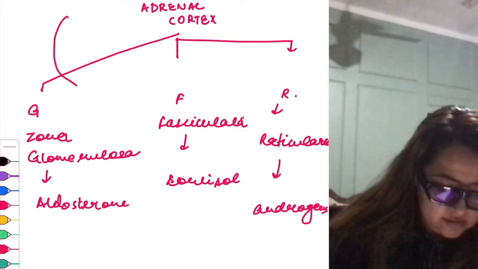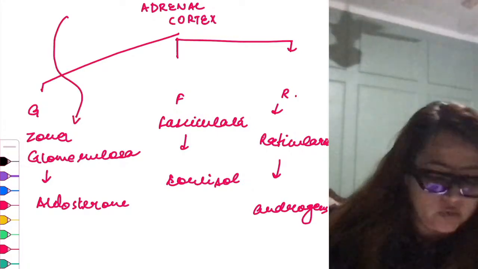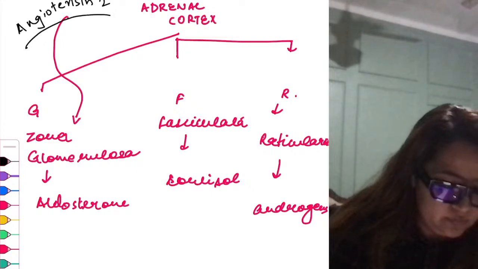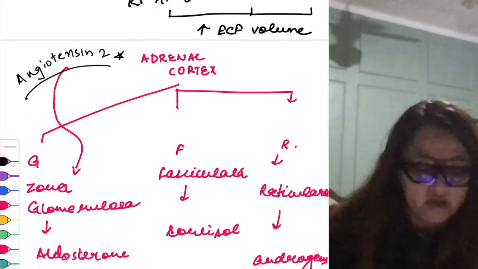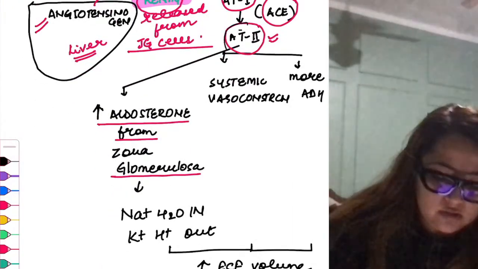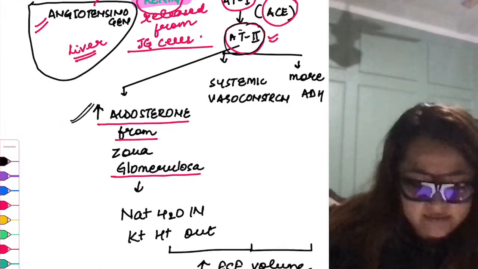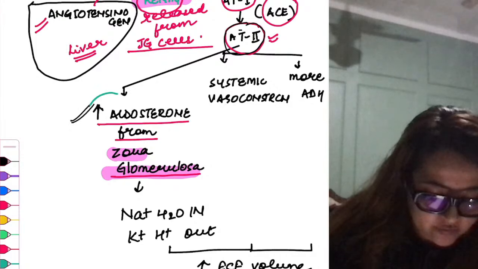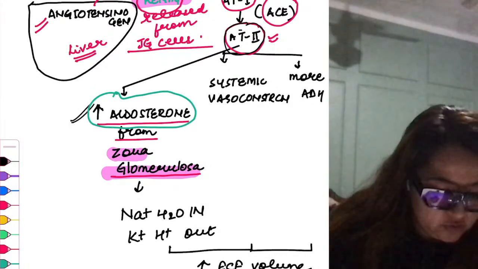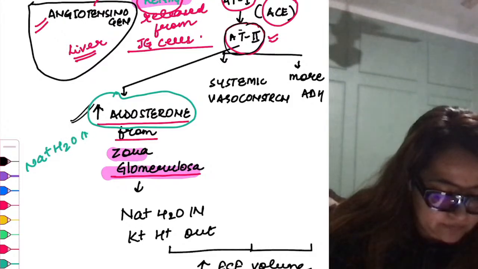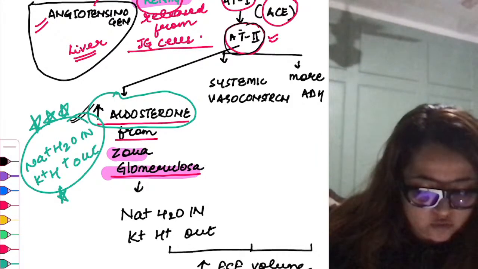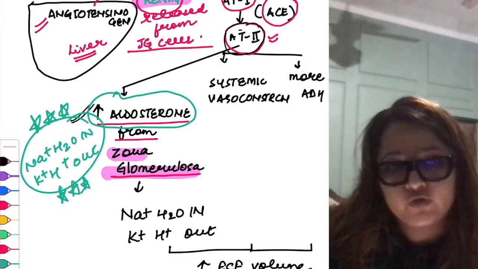Now, who stimulates the zona glomerulosa to produce aldosterone? Your answer is angiotensin 2. This is how you integrate it from RAS. Angiotensin 2 is playing a very crucial role in stimulating the zona glomerulosa to release aldosterone. And what is the action of aldosterone? How will you learn the action of aldosterone? Sodium water in and potassium hydrogen out. So sodium water reabsorption and potassium hydrogen excretion takes place under the influence of aldosterone.